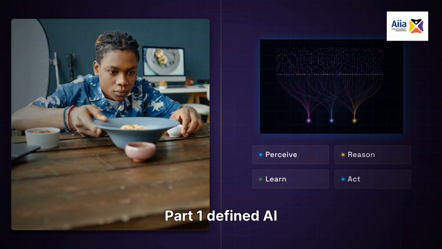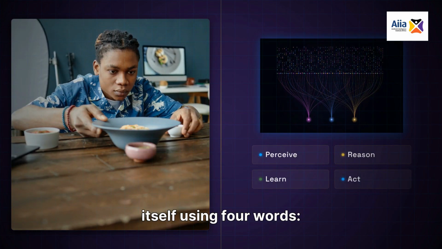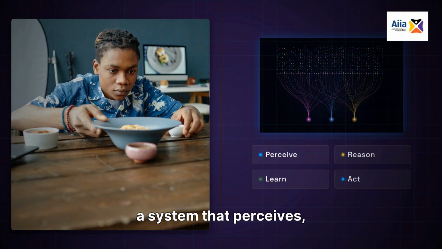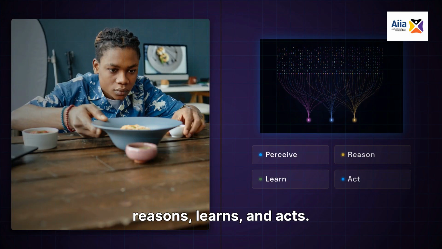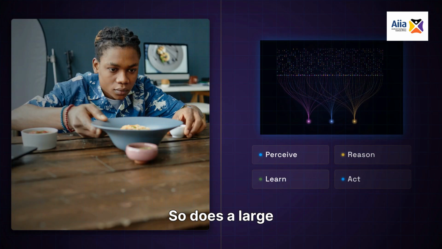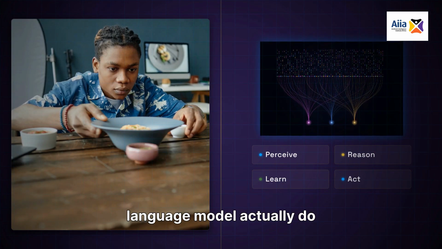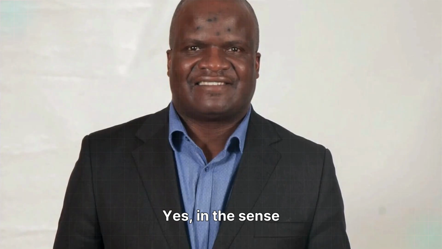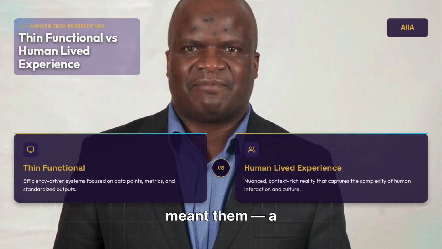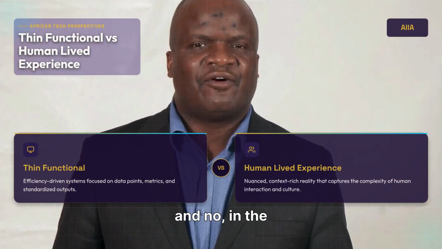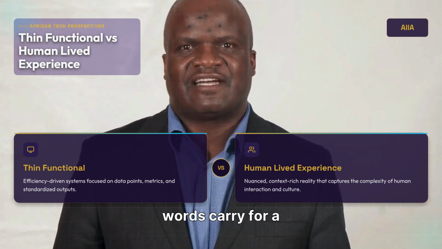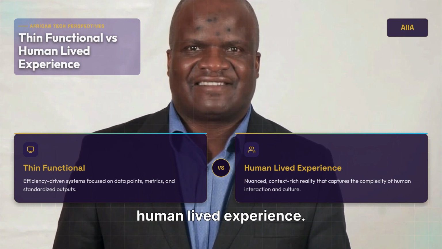Part 1 defined AI itself using 4 words. A system that perceives, reasons, learns, and acts. So does a large language model actually do those 4 things? Yes, in the sense the field has always meant them, a thin functional sense, and no, in the fuller sense, those same words carry for a human lived experience.